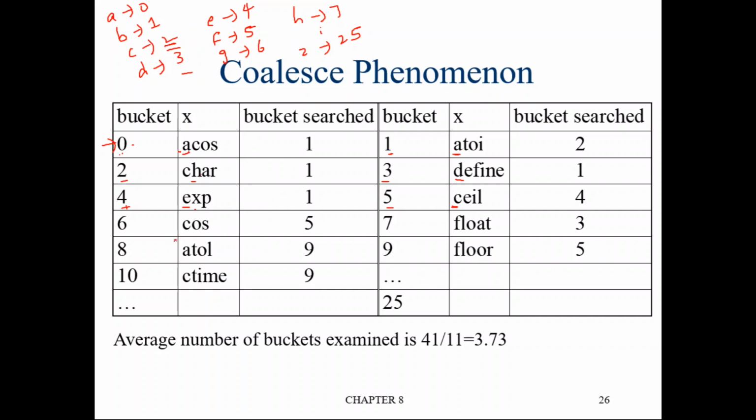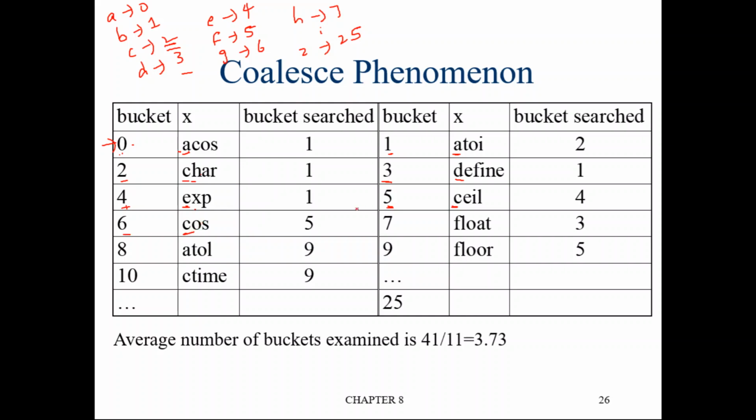Now see cos. Cos is also supposed to map to the second location, but char is already there. So linear probing checks the next location. Third location, is it empty? No. So go to the fourth location, is it empty? No. Go to the fifth location, is it empty? No. So the sixth location is allocated for cos.